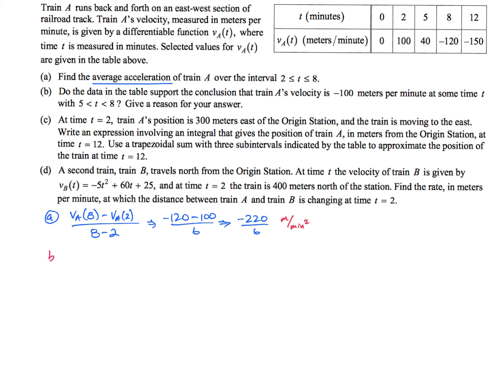Go ahead. Do the data in the table support the conclusion that train A's velocity is negative 100 meters per minute at some time t with 5 less than t less than 8? Give a reason for your answer. What theorem does this scream? We need to figure out if the velocity is negative 100 sometime between 5 and 8. So, this is the Intermediate Value Theorem.